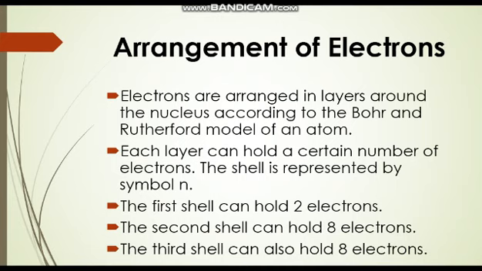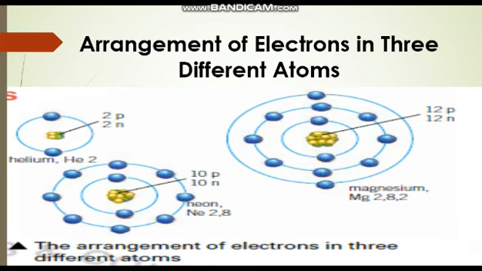These shells are filled according to the atomic number of the element. The first shell, also called as K shell, can hold maximum of 2 electrons. With 2 electrons, this shell will be complete. The second shell, also called the L shell, can hold a maximum of 8 electrons. With 8 electrons, it becomes complete or stable. The third shell is also having 8 electrons, and with 8 electrons, it becomes stable.